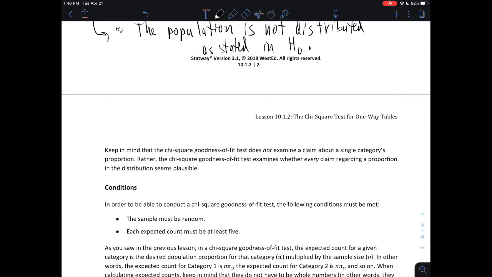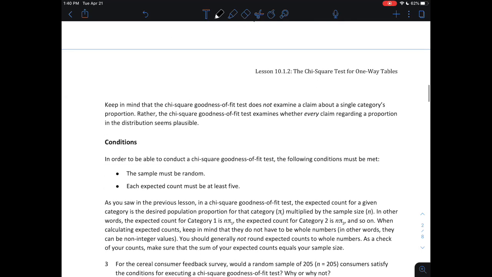So moving on, keep in mind that the chi-square goodness of fit test does not examine a claim about a single category's proportion. Rather, the chi-square goodness of fit test examines whether every claim regarding a proportion in the distribution seems plausible. Conditions. In order to be able to conduct a chi-square goodness of fit test, the following conditions must be met. As we've seen many times before, the sample must be random, and also each expected count must be at least 5. Expected count being at least 5, that's again going back to the idea of sample size.